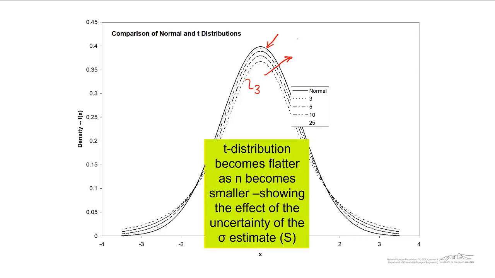The t-distribution becomes flatter as n becomes smaller, showing the effect of the uncertainty of the sigma estimate as the sample standard deviation. In other words, if you look out in the tails, the normal distribution is the area underneath that curve, but as we get fewer and fewer degrees of freedom, we actually increase the area, or the uncertainty, in the tails. For example, for a 95% confidence interval, we split alpha, or alpha over 2, into the tails, and so we become more uncertain when we have fewer degrees of freedom, and that usually happens when we have fewer samples.